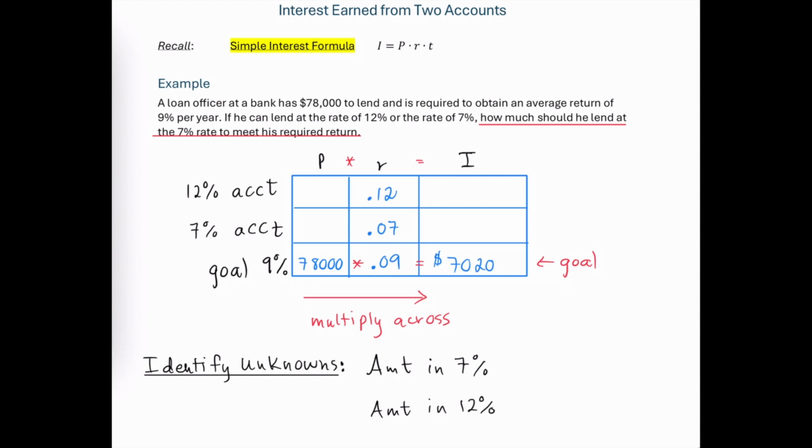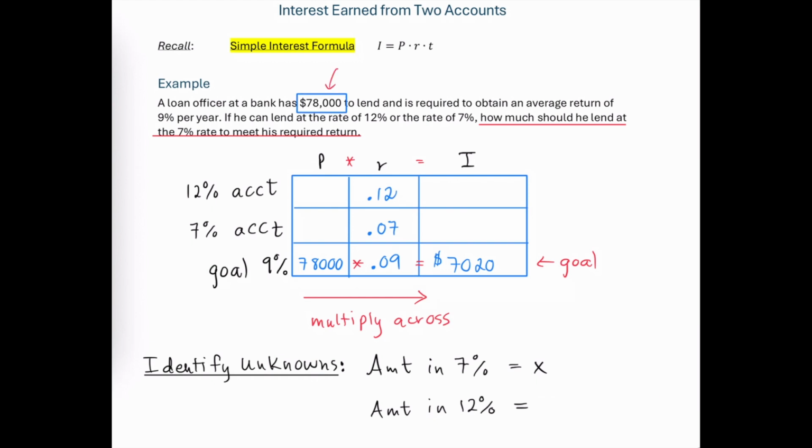But because we're being asked explicitly for the 7% account, it makes more sense in this case to let that one be our x. So when we solve for x, we will have answered the question. Now the other unknown quantity does need to be an expression in terms of x. We do not want to introduce another variable like y. If we had two variables, we would need to solve this using a system of equations, and this example is demonstrating how to solve using a linear equation with one variable.